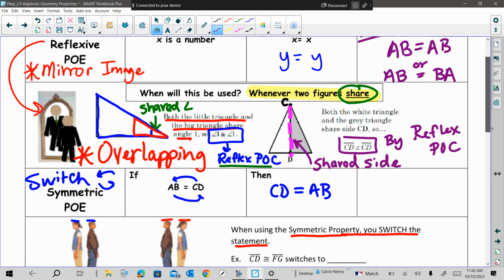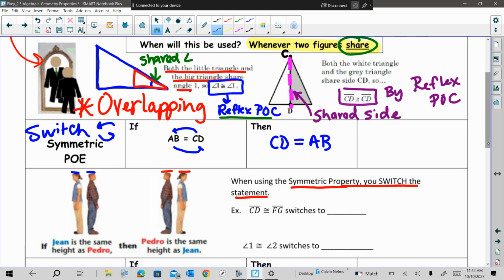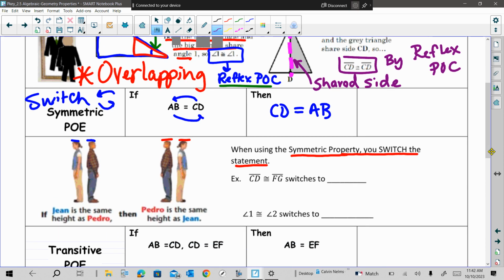Now, our symmetric property is whenever we switch the order of the equality statement. Okay. If AB equals CD, then CD equals AB. So an example of that says Jean is the same height as Pedro. Then I can say Pedro's the same height as Jean. I just switched the order around, but it still has the same meaning.